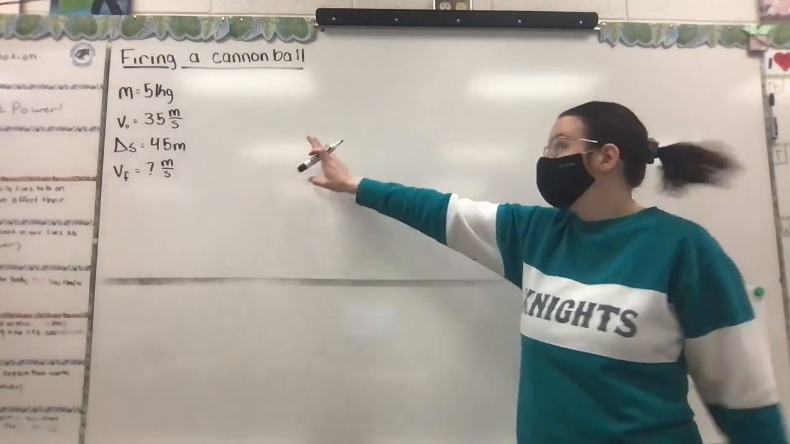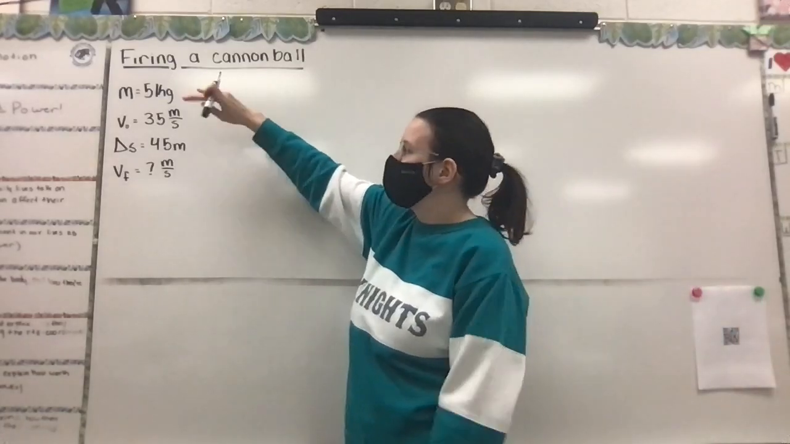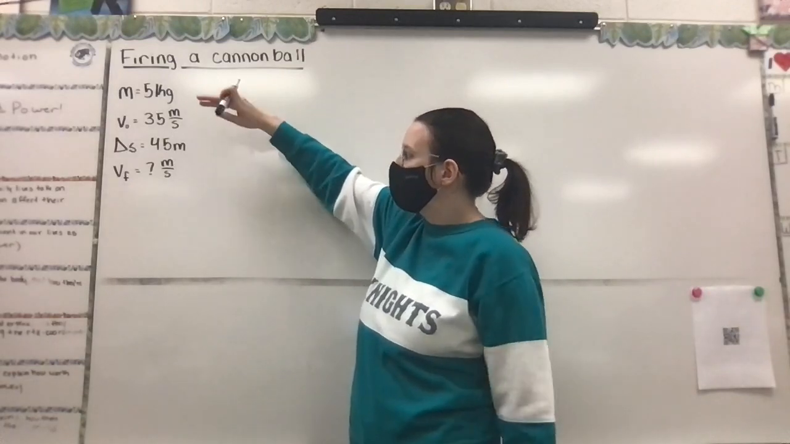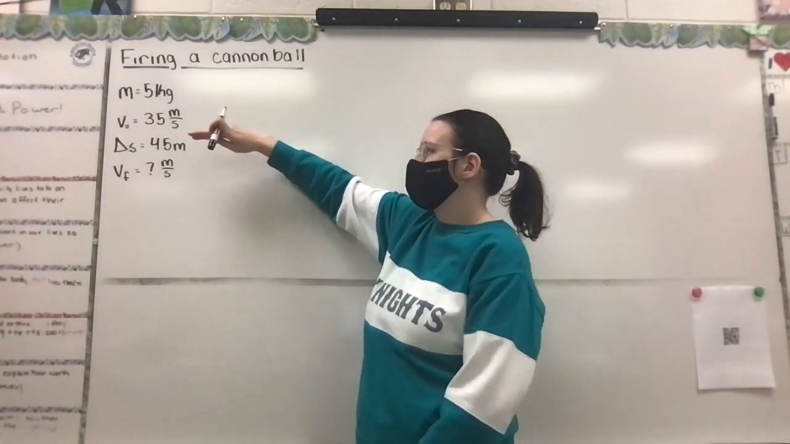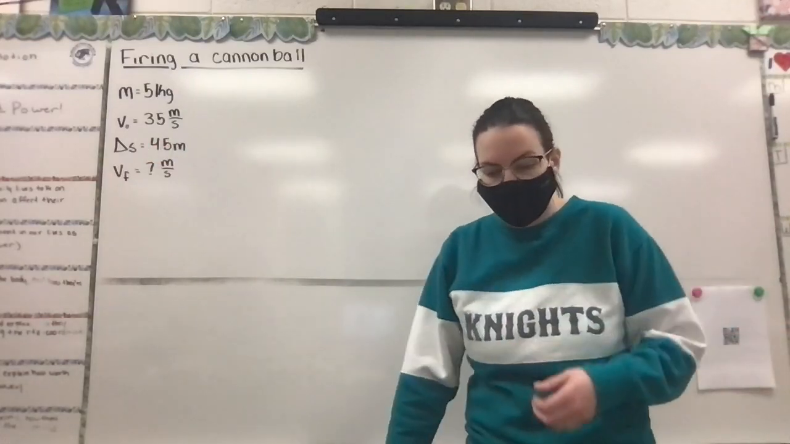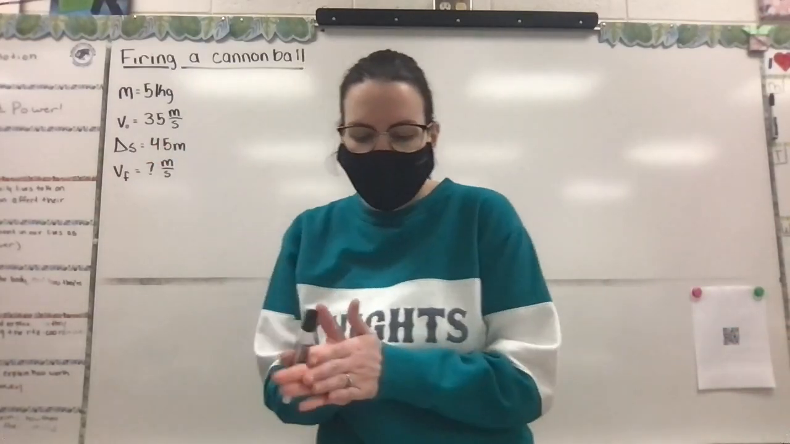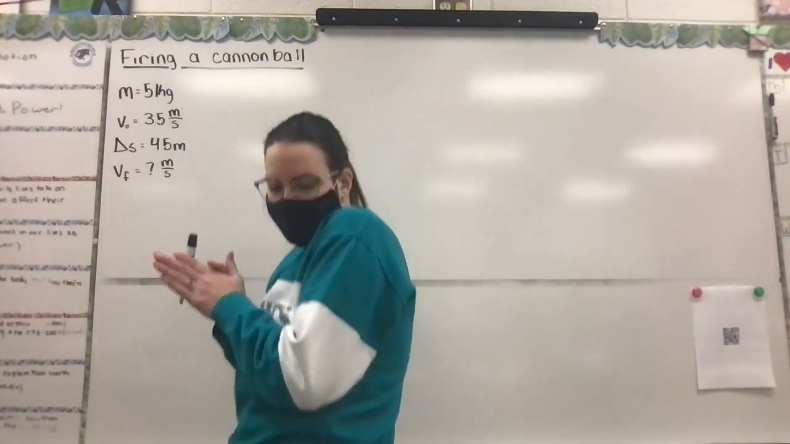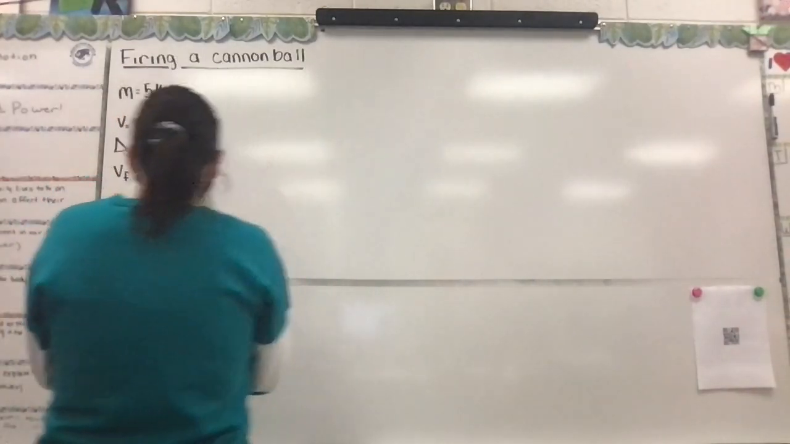We're firing a cannonball that has a mass of 5 kilograms and an initial velocity of 35 meters per second. It's going up in the air 45 meters, and once it's at 45 meters, we want to know how fast it's going. That's basically the premise of what's going on, okay? So let's think about some of the equations we learned yesterday.